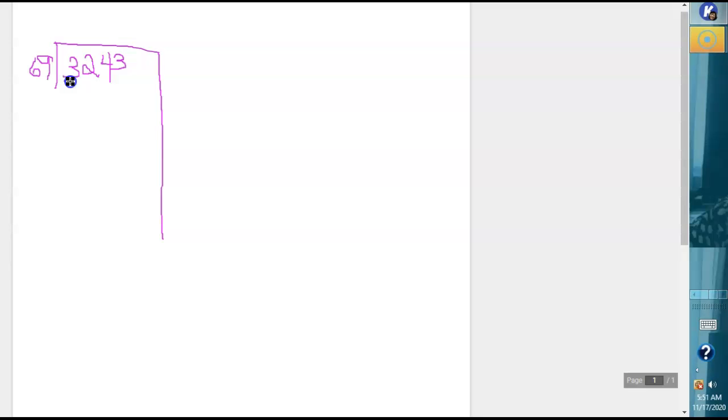Now, can you divide 3 by 69? Of course not. So we're going to write an X on top of 3. Then go to the next digit to have 32. Can you divide 32 by 69? 69 is bigger than 32, so you cannot. So put an X on top of 2. Then go to the next digit.